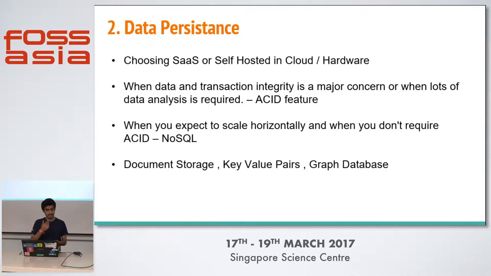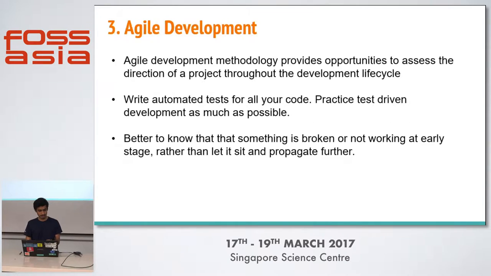And in NoSQL they have document storage, key value pairs, and graph databases. For document storage, you have systems like MongoDB, and for key value pairs, you have Cassandra, which is also good. And for graph databases, if you require index-free lookups, a graph database is a good choice. For example, Neo4j is one of the graph databases.